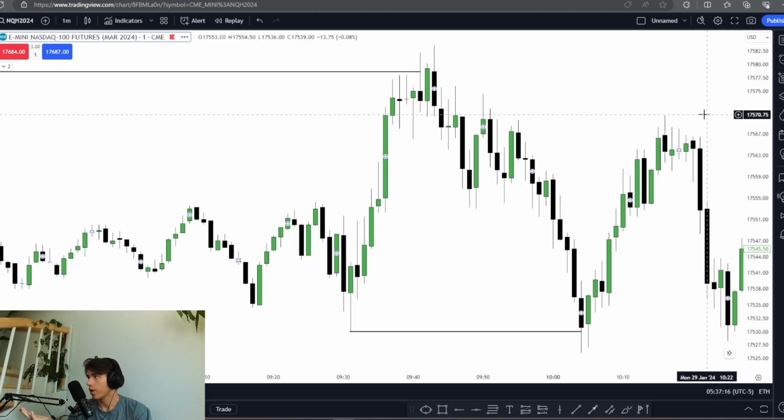But this is a great model once you get it down. And this is exactly what I do. A lot of the trades we just looked at are trades that I actually placed.